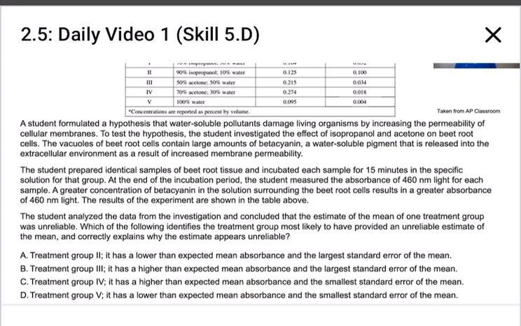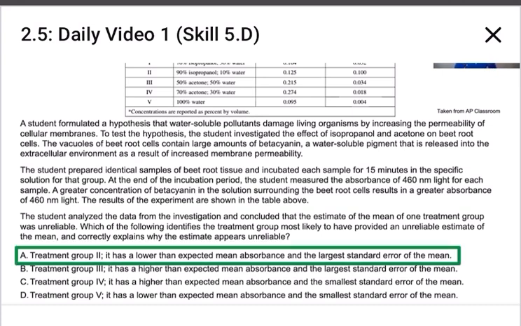Welcome back. For this question, you were looking at which of the following identifies the treatment group most likely to have provided an unreliable estimate of the mean and correctly explains why the estimate appears unreliable. So your answer should have been A, treatment group 2. The reason for that is the lower than expected mean absorption compared to the rest of the treatment groups and the higher standard error found in the table.